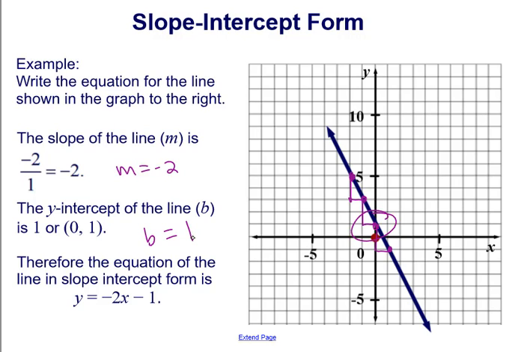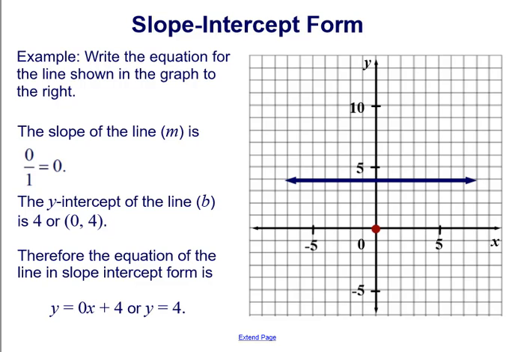Therefore, the equation of the line in slope-intercept form is y equals mx plus b. Substituting in our values, we get y equals -2x minus 1. Or plus 1. It should be plus 1 because it's positive. B is positive 1, so plus 1. Make sure you watch your signs and don't get fooled.